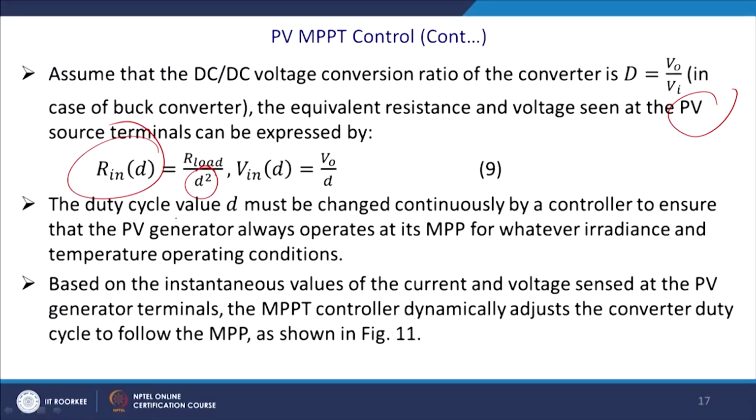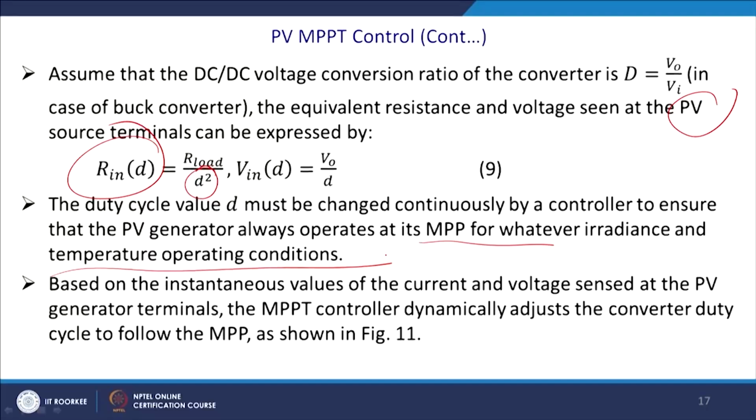The duty ratio, the duty cycle value D must be changed continuously by a controller to ensure that the PV generator always operates at its MPPT whenever the irradiation, temperature and other operating conditions change.